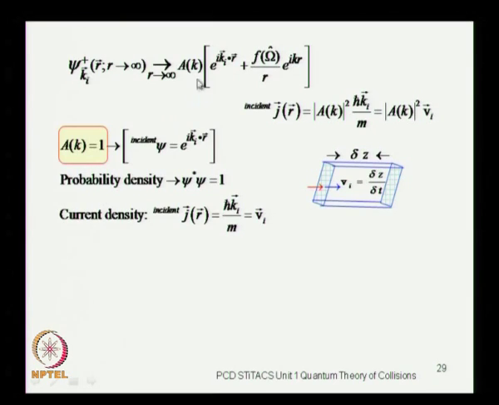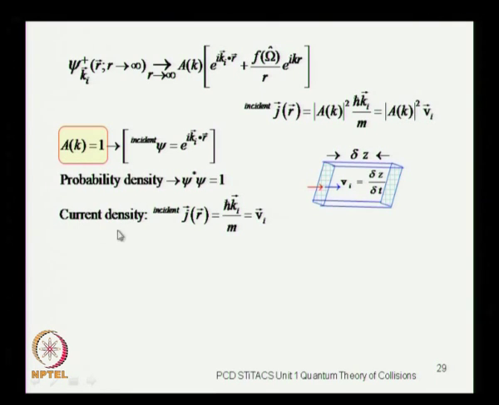So, the incident wave, which is A times e to the i k z, with A being equal to 1, will be only e to the i k z or e to the i k dot r. So, that is your incident wave. So, the probability density is psi star psi, which is unity. Okay. This is of course not square integrable, as we know, and we have discussed the normalization of continuum functions in the previous course, but we will come back to that at an appropriate juncture.